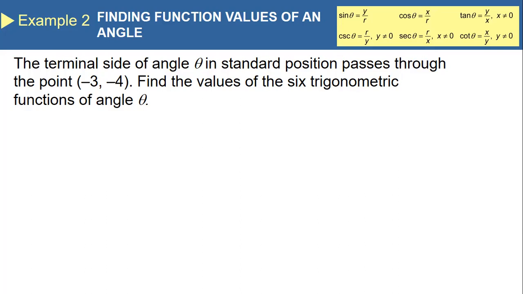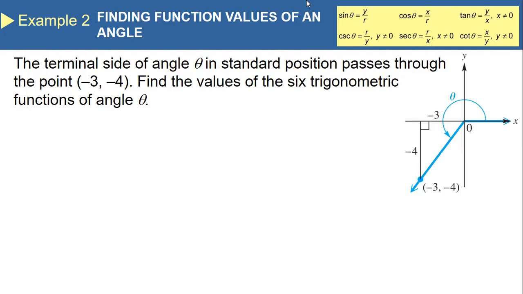Okay, so here's your point. You have -3 and -4. What's the first thing you need to do? Find your R. Okay, find your R. All right, so we know that x equals -3, y equals -4, and what did y'all find r to equal? 5.